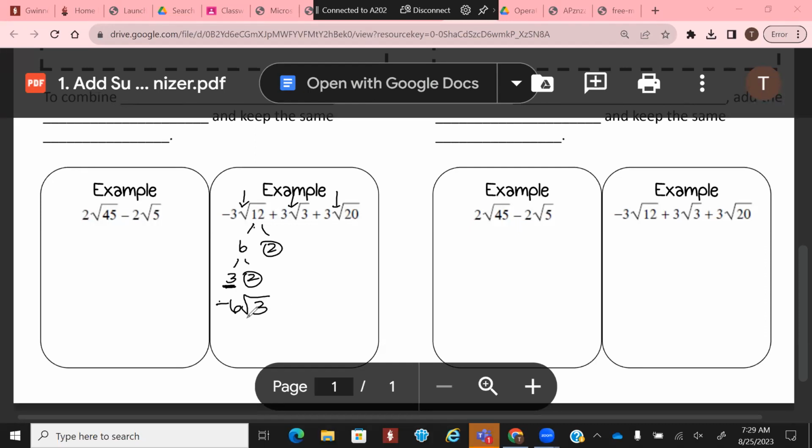You can do 3 and 4, but then when you break 4 down, you get 2 and 2. That's fine. Now, is this broken down all the way? Yeah. So we're just going to rewrite him down here.